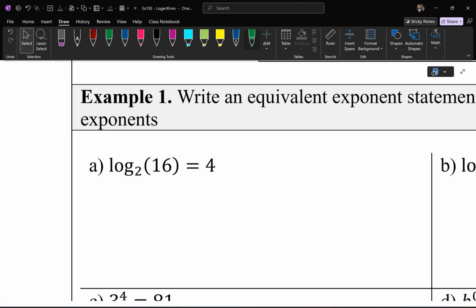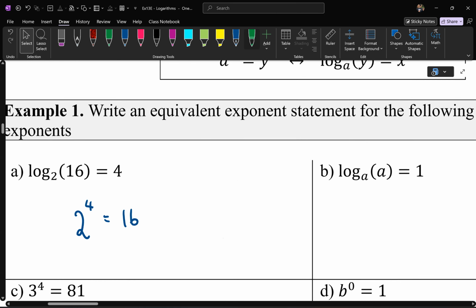Log is to tell you the power. So I know the power is 4. I know the base is 2. What they're saying is 2 to the power of what, in this case 4, will give you 16. That's what this is saying. When you read the logs, it's 2 to the power of what gives you that value. That's what log is doing. Log is trying to find the power.